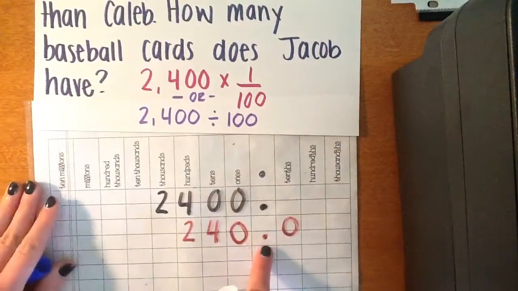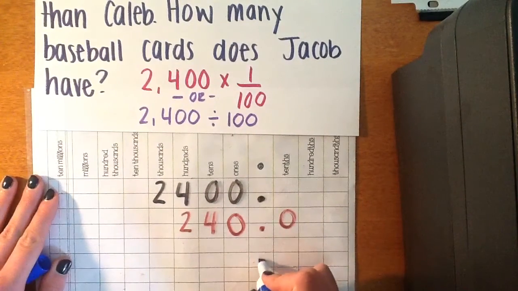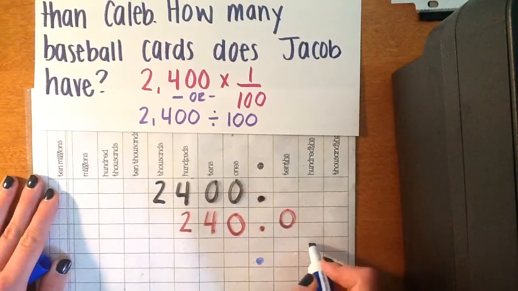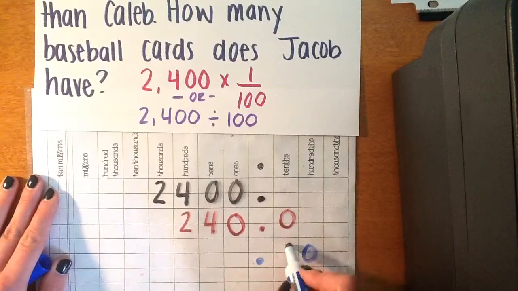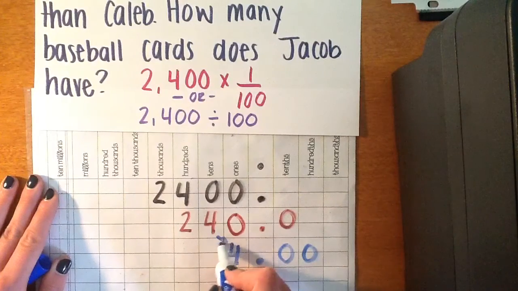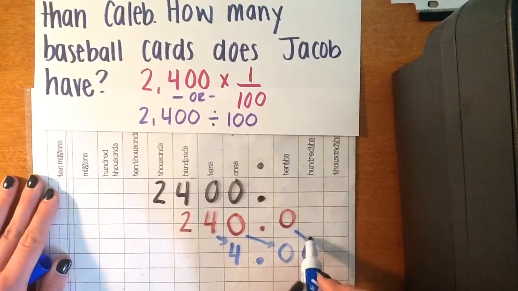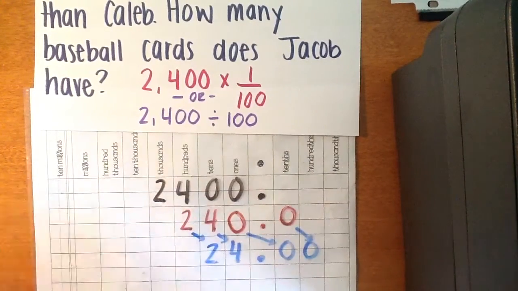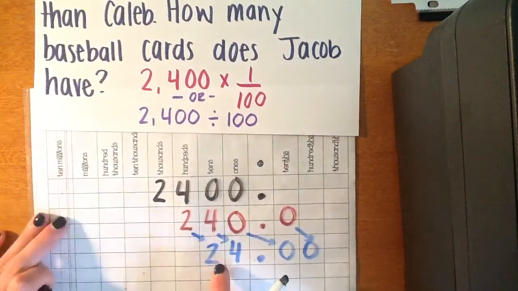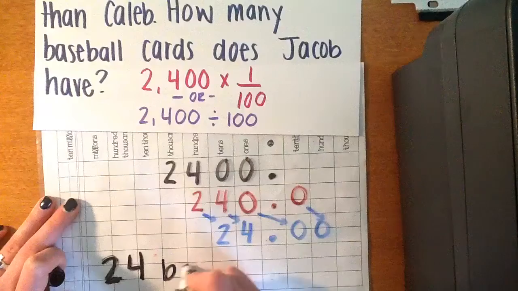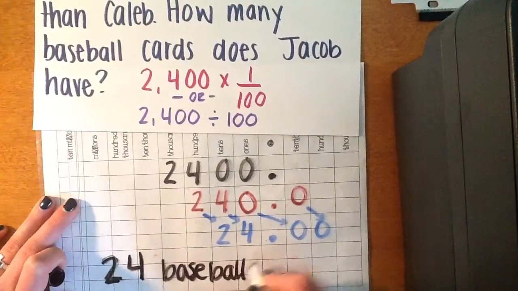So remember, do not count this decimal as a shift. I'm going to put in another decimal right there just to remind myself. So move over 1, shift this over, 1 shift. If you want to draw arrows to show you too, that's something that's really helpful. Last shift. So how many baseball cards does Jacob have? Jacob has 24 baseball cards.